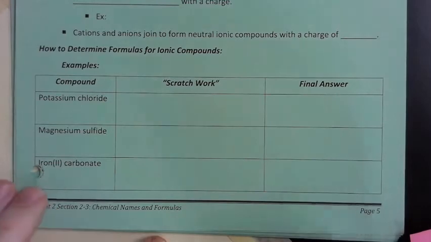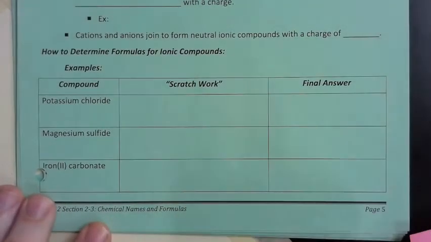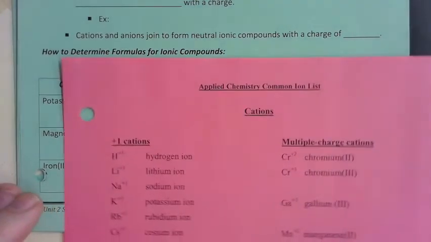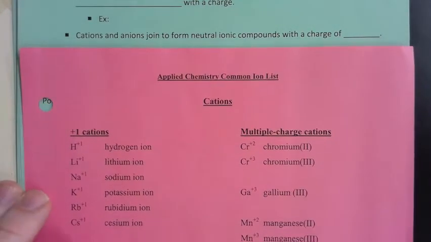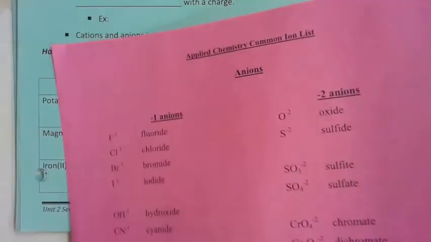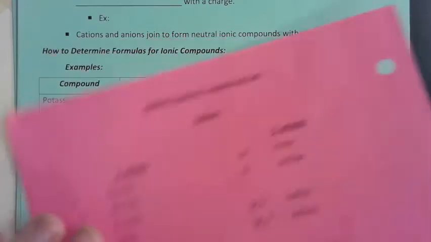All right, guys. At this point, you should not only have your green sheet out and open, but we're going to also need our pink ion cheat sheet that we gave you in class. Make sure you have the side that has the positive ions out, and also it should have the negative ions on the other side.